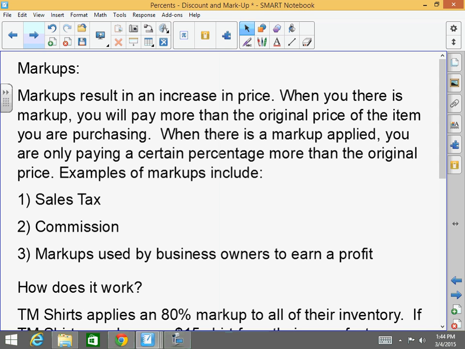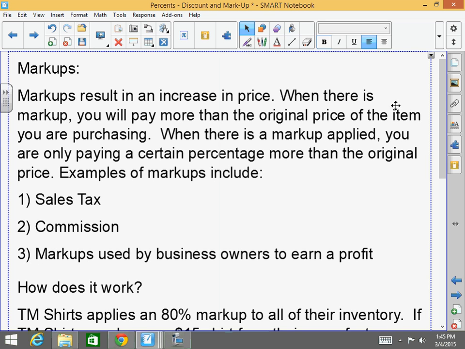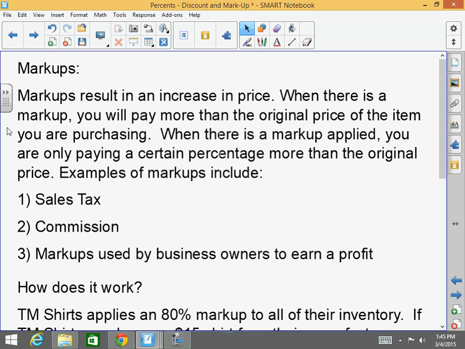When there is a markup, you will pay more than the original price of the item you are purchasing. When there is a markup applied, you are only paying a certain percentage more than the original price.